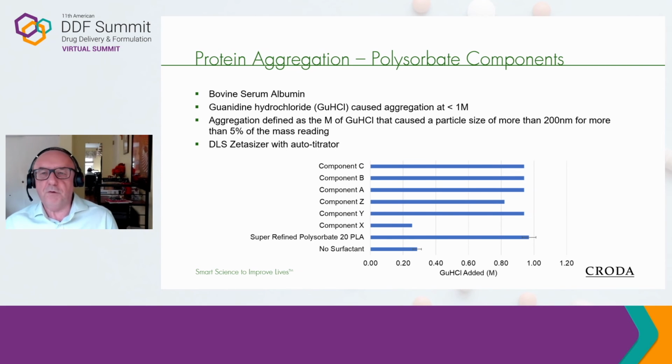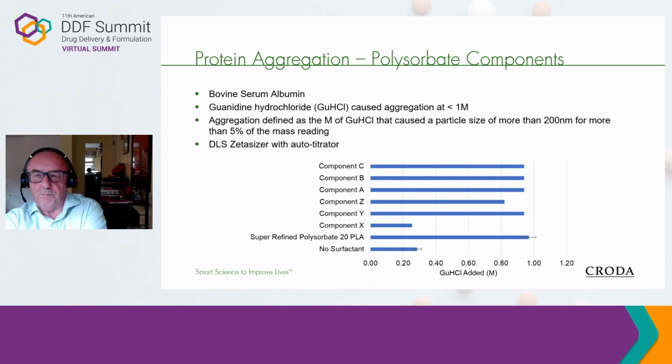We look at our first protein aggregation study. This is with bovine serum albumin at 0.2% concentration, with or without 0.01% polysorbates, whether that be the polysorbate itself or the individual species. And these are sort of concentrations you might find in a biopharmaceutical formulation. The aggregation is defined as the moles of guanidine hydrochloride added, which causes a particle size of greater than 200 nanometers for more than 5% of the mass reading.